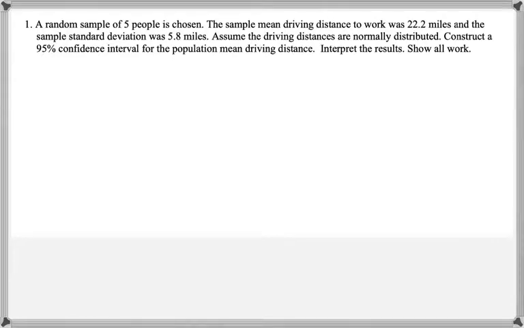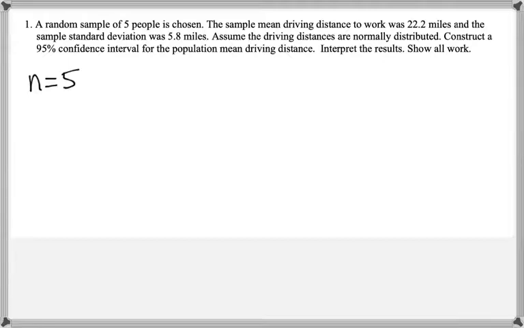A random sample of 5 people is chosen. The sample mean driving distance to work was 22.2 miles, and the sample standard deviation was 5.8 miles. Assume the driving distances are normally distributed. Construct a 95% confidence interval for the population mean driving distance. Interpret the results and show all work.